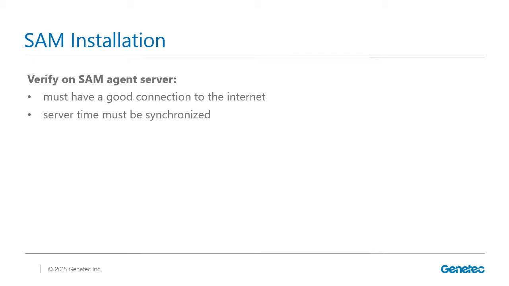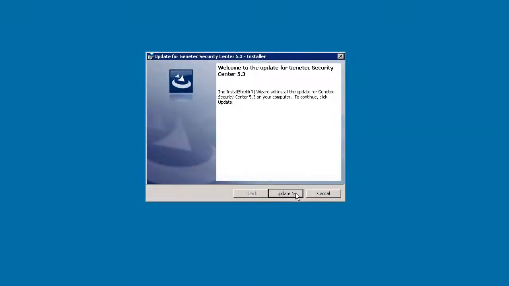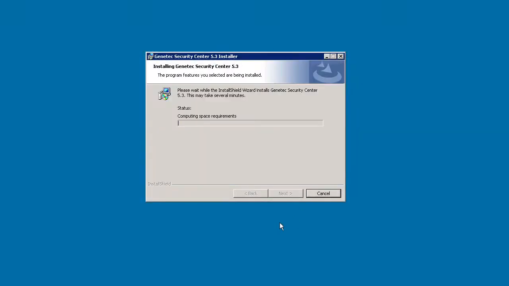SAM is composed of both the System Availability Monitoring Agent and the Genetec Update service, but both will be installed when we run the installation package. If you're using SAM with a Security Center 5.3 GA system, there's some additional steps required before and after the installation. The pre-installation step is to install the Security Center 5.3 GA SAM hotfix, which corrects a recently found delay issue. This should be done on every server on your system.